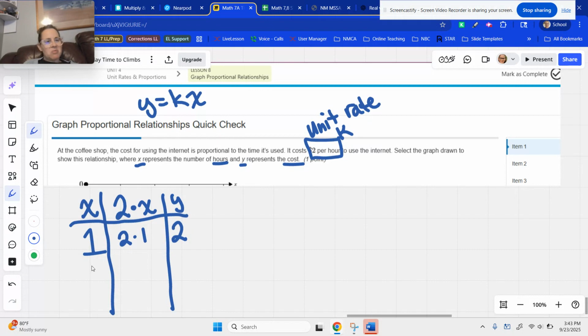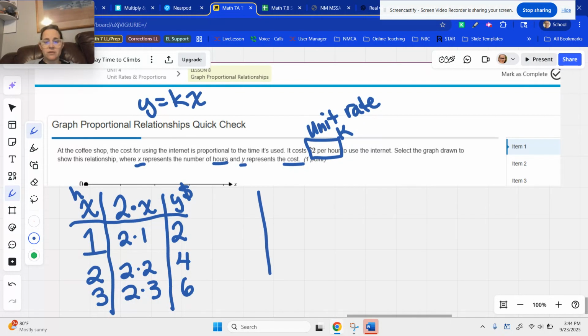I'm going to get some more points on here. I'm going to say, well, what if I use the internet for 2 hours? That's 2 times 2. I'm going to have to pay $4. What if I use the internet for 3 hours? That's 2 times 3. Okay, that means I'm going to pay $6. So this is the number of hours and this is the amount of money. And then I can graph those points.